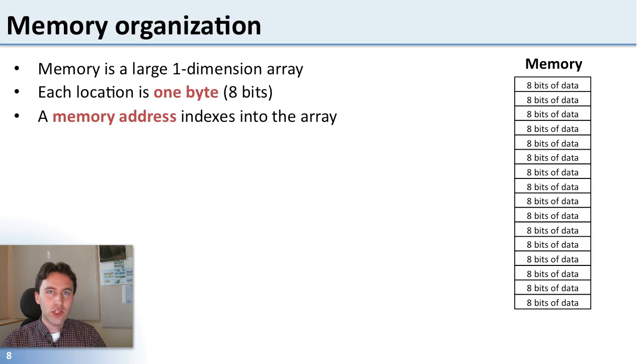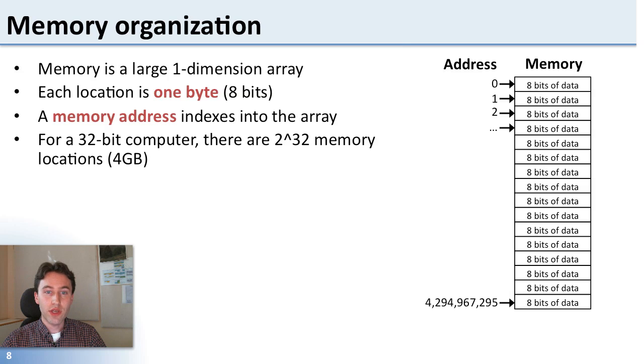A memory address is used to index into this array. So we assign each of these locations in the memory array an address. So we start at 0 and we go all the way up to the full size of the memory, which for this machine is going to be 4.2 billion. Each one of these addresses points to a location in the memory array, and we identify where we want to get in memory by this address.